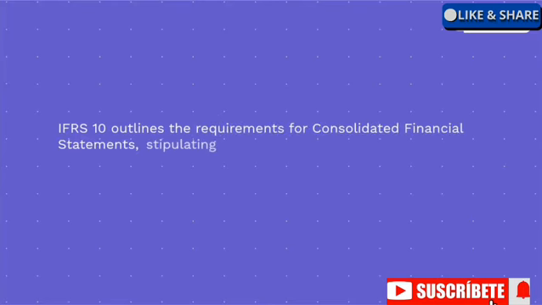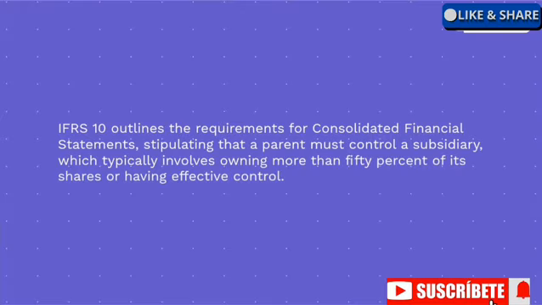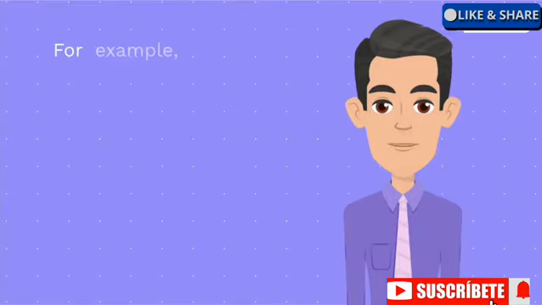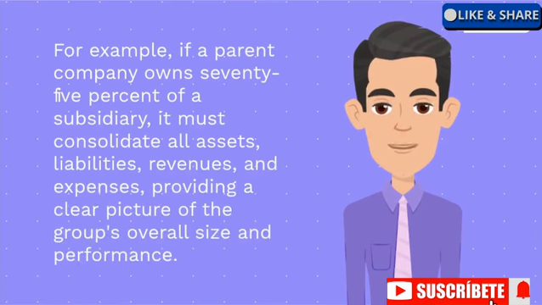IFRS 10 outlines the requirements for consolidated financial statements, stipulating that a parent must control a subsidiary, which typically involves owning more than 50% of its shares or having effective control. For example, if a parent company owns 75% of a subsidiary, it must consolidate all assets, liabilities, revenues, and expenses, providing a clear picture of the group's overall size and performance.